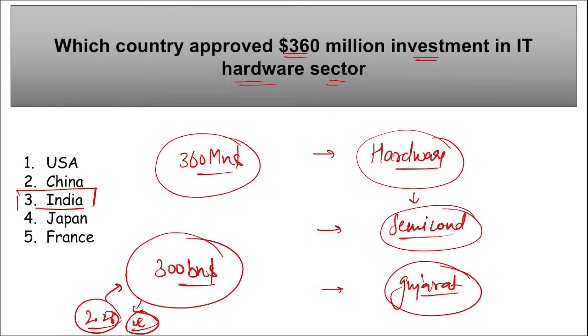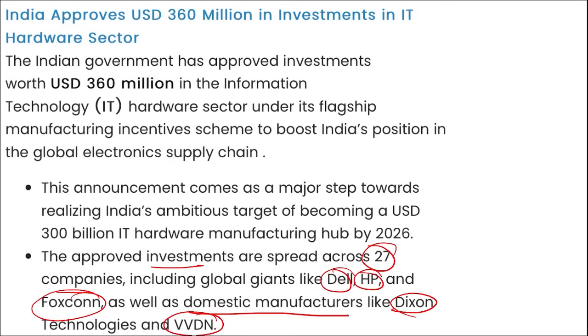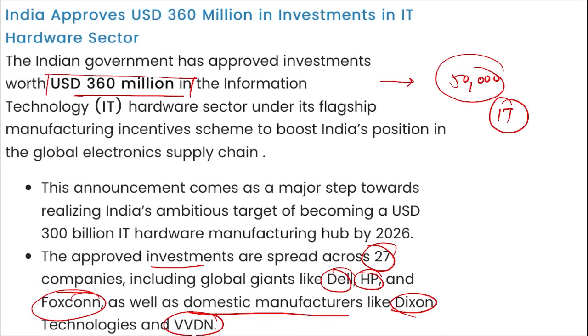Here you will be seeing the approved investments are across 75 companies that will include Dell, HP, Foxconn, and domestic manufacturers like Dixon and VVDL. And this new investment will create more than 50,000 new job opportunities in the IT hardware sector, further strengthening India's position as a major employment provider in the electronics industry.